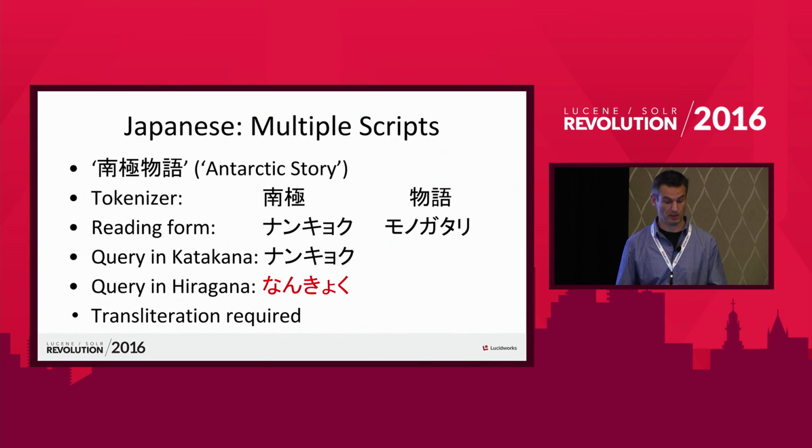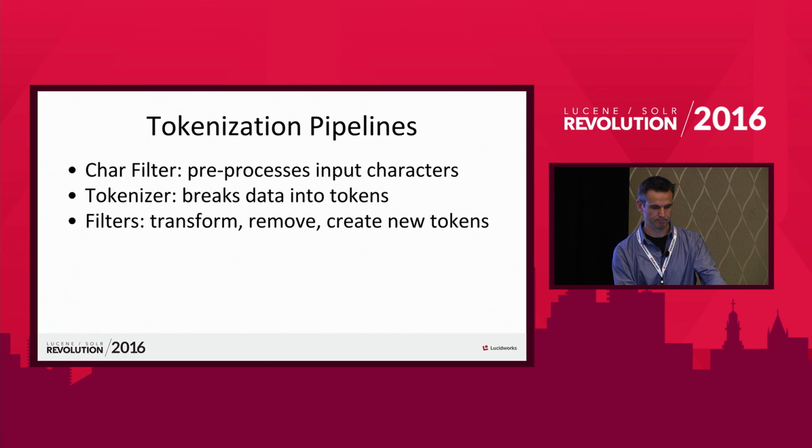For Japanese, this is an example of multiple scripts. Let's say you have Antarctic story. The Romaji tokenizer will do a good job, split it into two separate words, and then it will produce the reading form for you, which is Katakana. And then if the query is in Katakana, it will match, but if it's in Hiragana, it will not match. So there's some additional work that needs to be done, like transliteration and so on. ICU, for example, is a really good source for doing these kinds of normalizations, post-processing after the Romaji analyzer completes the pipeline.